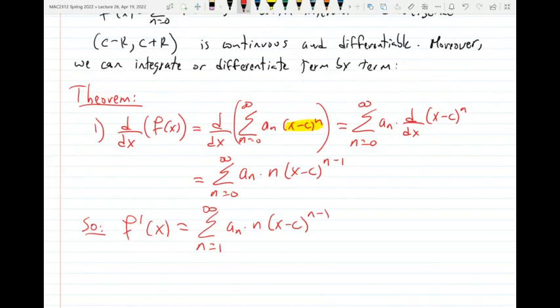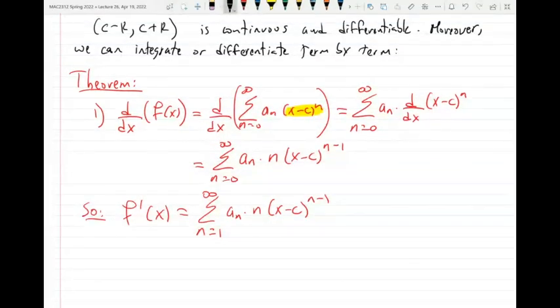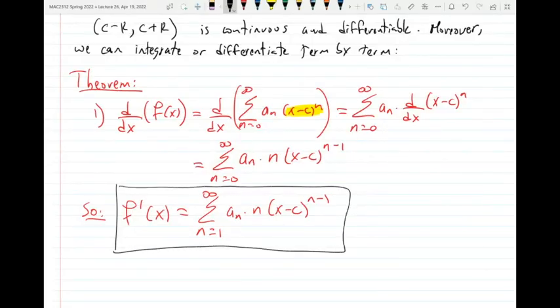Once again, the reason why I bump this up to 1 is because when n is equal to 0, the first term is 0 because of this n that we have here. So we just move the index one point up. All right, so that's how you take the derivative of a power series. You don't need to memorize this. It's just pass it through the sum and then just differentiate. That's all there is to it.